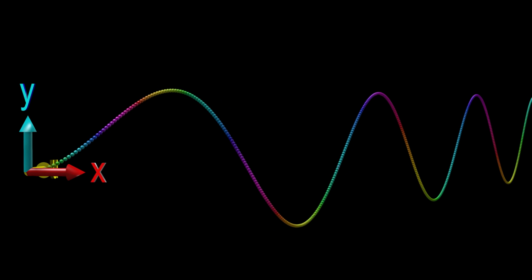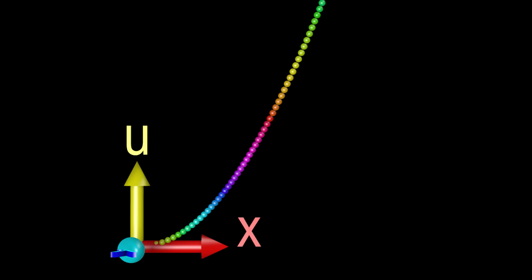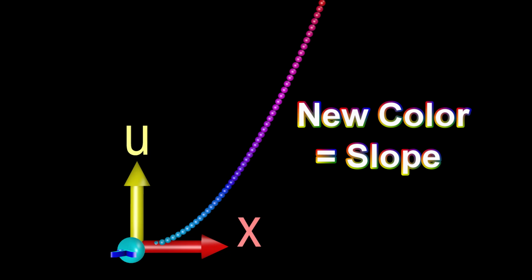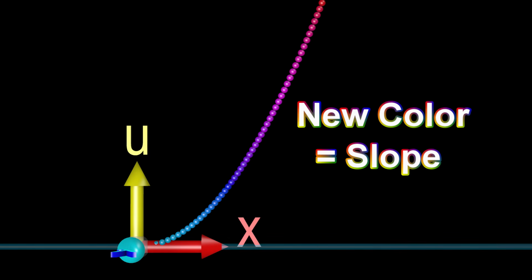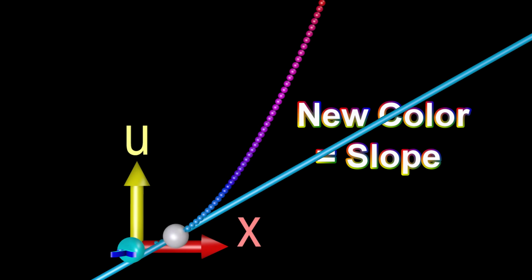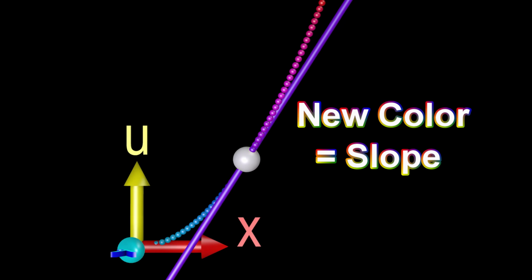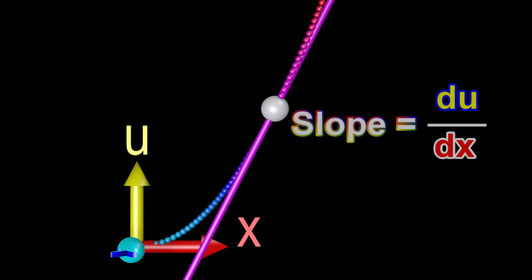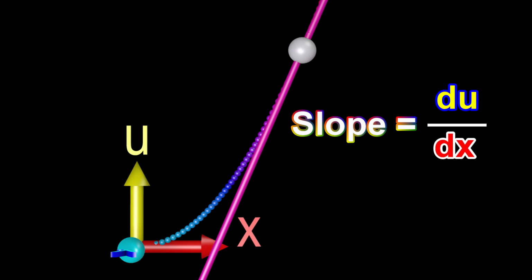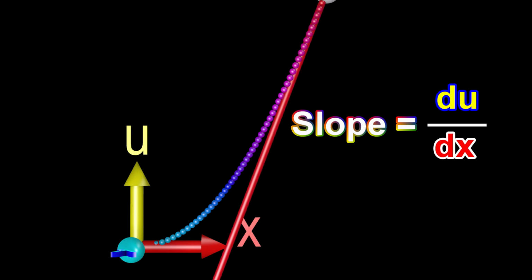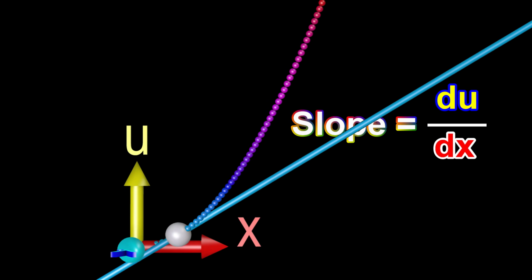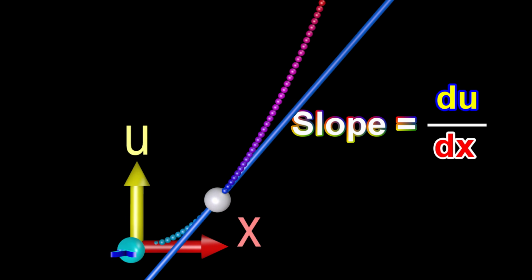Let's now view u as a function of x. As before, let's change the color of the graph so that it represents the slope at each point of this new graph. Here, the slope at each point in the graph is du divided by dx. That is, the slope at each point is the small incremental change in u when x is increased by one small incremental unit.